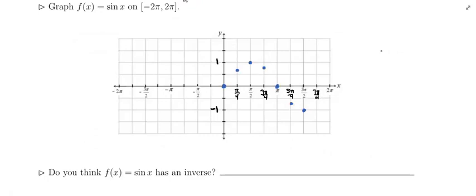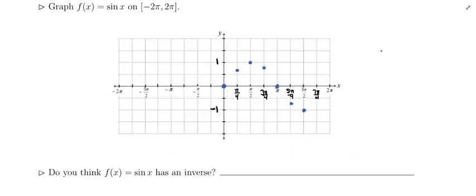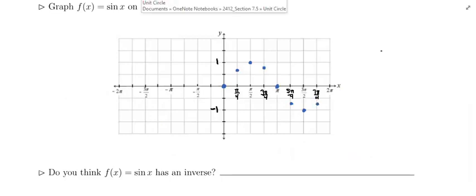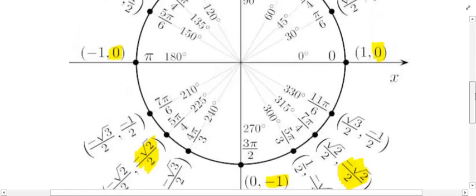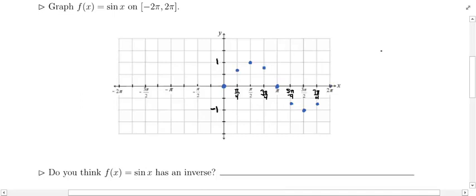And then 7 pi over 4 is in the fourth quadrant. It is right here. Its sine value, or y coordinate, is approximately negative 0.707. So I will plot that. And then finally, we make it back to 2 pi. 2 pi is coterminal with 0 radians, so the sine value here will be 0 as well. We connect the dots, and you see the sine wave.